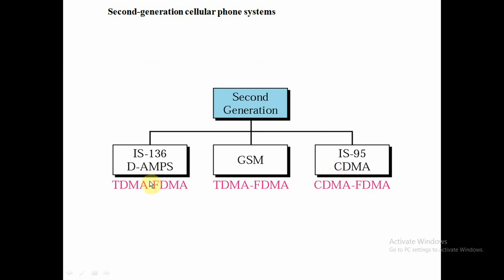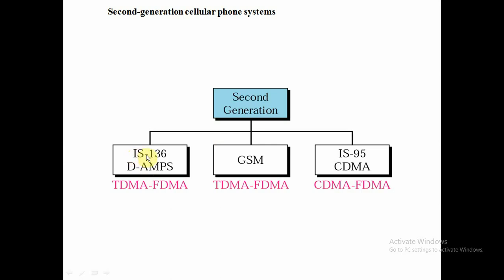In DAMPS, the product of the evolution of analog AMPS into a digital system is digital AMPS, that is DAMPS. DAMPS was designed to be backward compatible with AMPS. This means one telephone can use AMPS and another DAMPS. It was first defined in IS-54, where IS means interim standard, and later revised as interim standard IS-136.